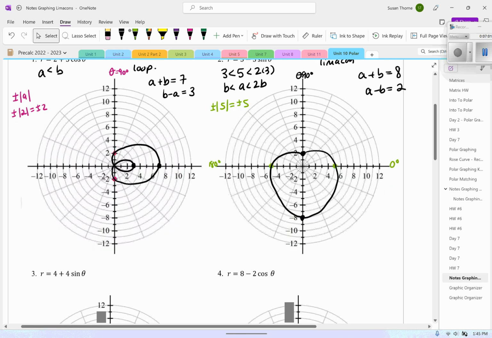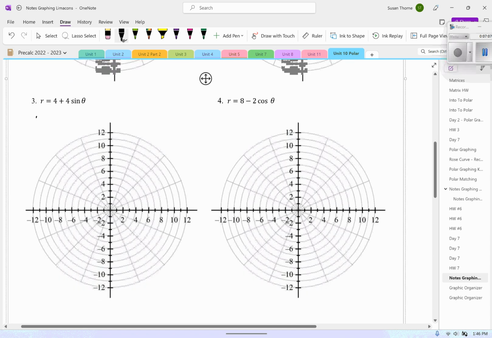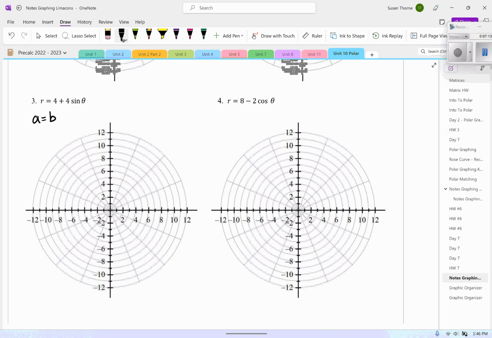All right, so then the next one, notice we have our a and our b value are equal. So in this case, the absolute value of a equals the absolute value of b. Therefore, for this one, we know this is a special type of limacon called a cardioid. And our maximum r value, a plus b, gives us 8, and a minus b is 0. So it's going to have a cusp at the origin. So because this is sine and it's positive, we're going to go up a distance of 8. And the other point is at the pole, which is, again, the origin.